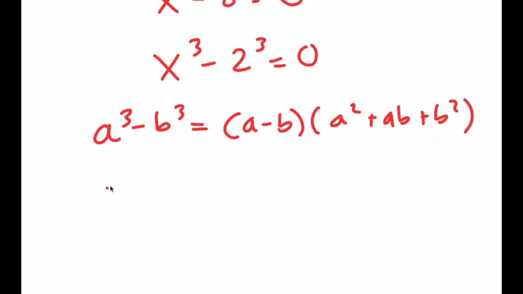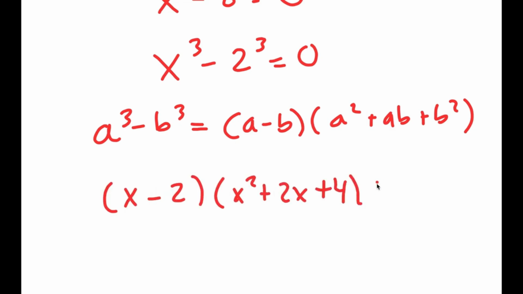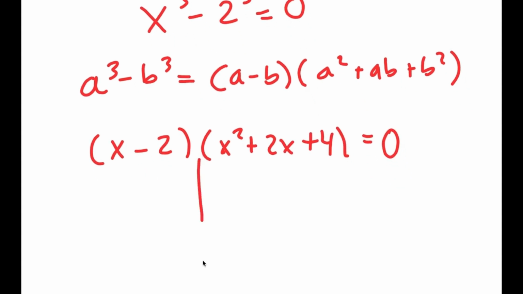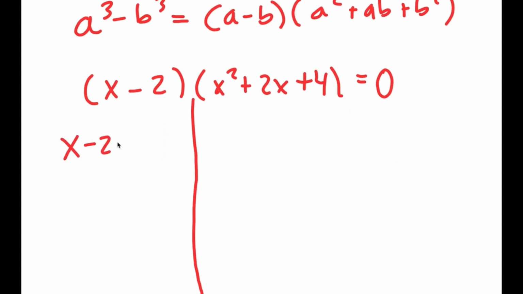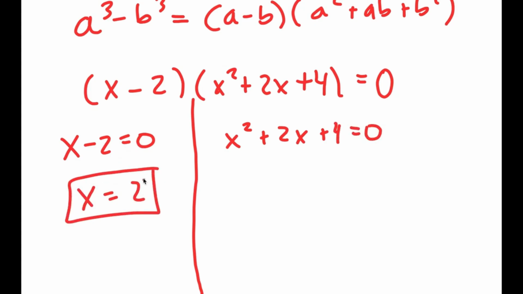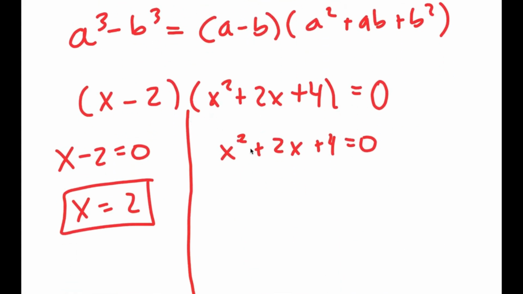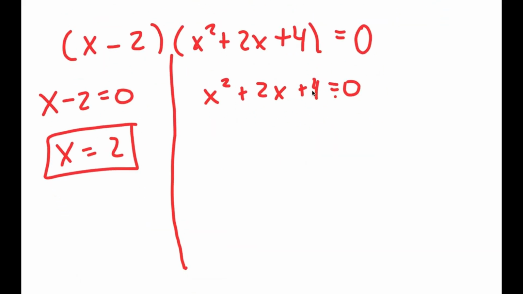So in this case, this turned into x minus 2 times x squared plus 2x plus 4 is equal to 0. So now I get two equations. I get x minus 2 equals 0 and x squared plus 2x plus 4 equals 0. So for x minus 2 equals 0, I get x equals 2, which was a solution that we already got. But now see, on top of this, we have a whole other equation with two more solutions because it's a quadratic equation. So to solve this, I'm going to use the quadratic formula.